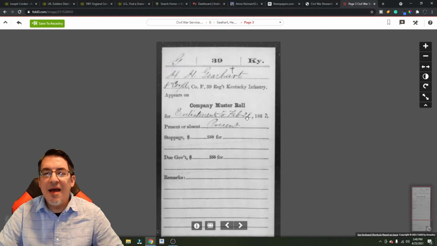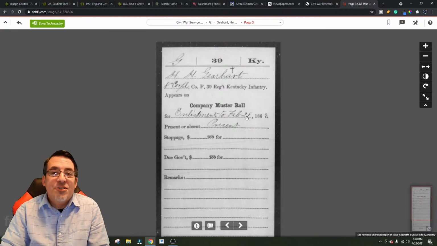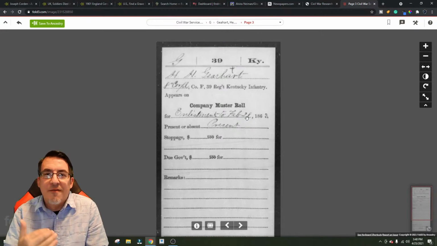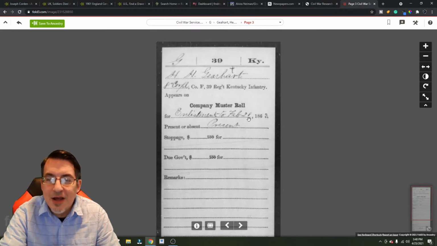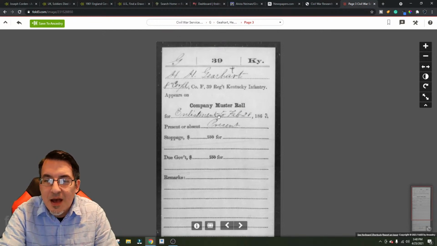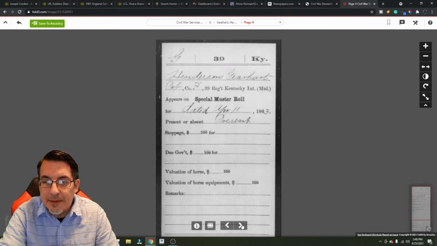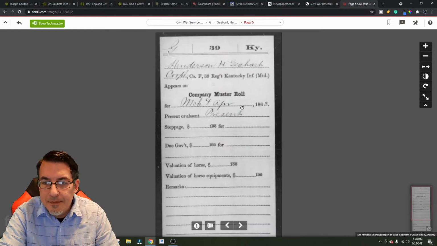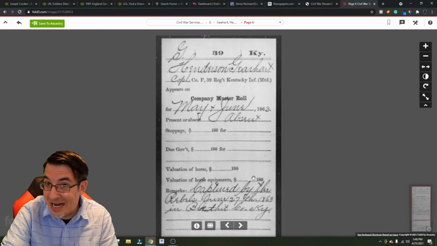Here, every 2 months, there was a recorded company muster roll. So you have one for January and February, one for March and April, one for May and June, etc. So this is the muster roll for Company F, 39th Kentucky, from the enlistment to February 28th. He's listed as a corporal for the company. Pretty standard here, Corporal, Company F. Not a lot interesting until you get right here.